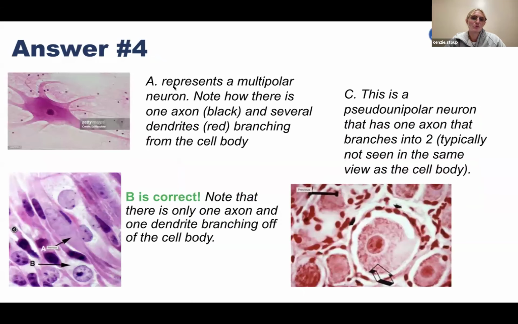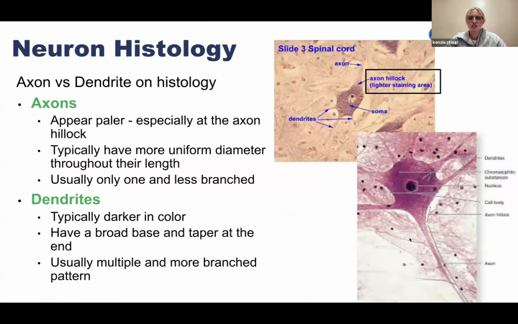So again, here we have the multipolar neuron. You can see all these dendrites branching off the cell body. And then the bipolar, you have just 2. And then here you can see the cell body, the pseudo-unipolar, but again, it's hard to see that axon coming off sometimes just with the way the stain is. So this is just kind of a side about looking at axons versus dendrites on histology.